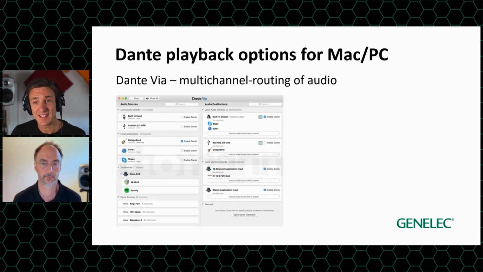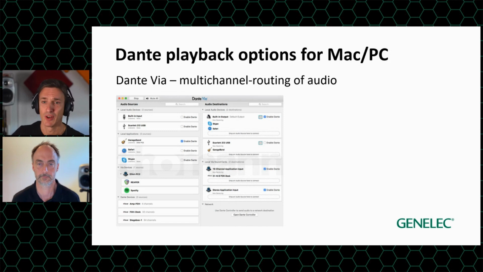A little more advanced is the Dante VR option, because this option offers you the chance to route multi-channel options, simply choosing the applications. As you can see in this screenshot, for example, we have GarageBand, or we have Safari playing some YouTube stuff, for example. We have Skype, and we can route all of these signals in a flexible way to our Dante network. So you see, a single PC or a single Mac can be perfectly fine to stream audio to your speakers.